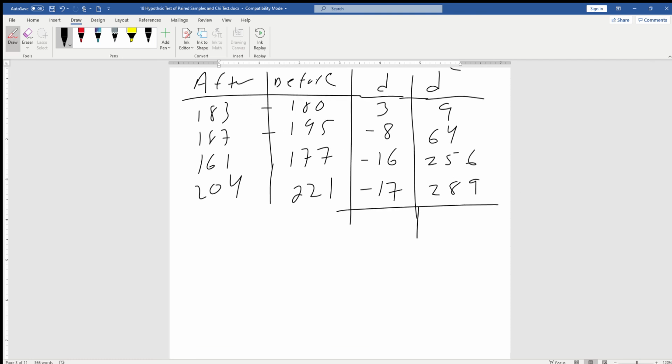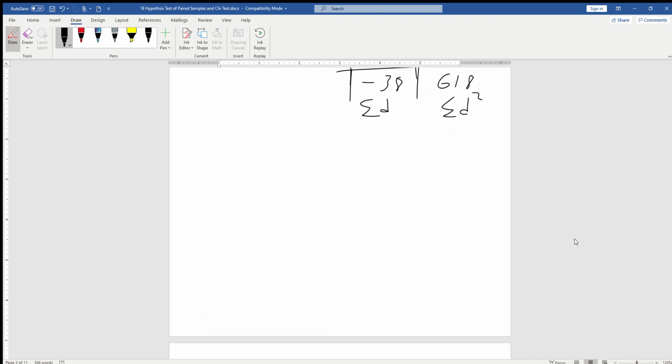If we add the columns up, I'll just do this as quickly as I can. So the first one is negative 38. Okay, and this is the sum of D. Sum of D squared ends up being 618. So this is the sum of D squared. Okay. And we have two formulas. So let me copy those down again.